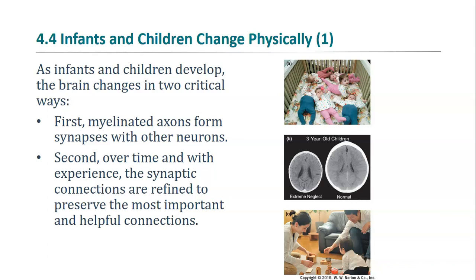Note the figure in the middle of the page, figure B, and see the difference in size of brains for a normal 3-year-old child and one who has been neglected. Brain growth during this period occurs in 2 ways. First, axons become myelinated, and second, neurons form connections with other neurons, which are known as synapses.